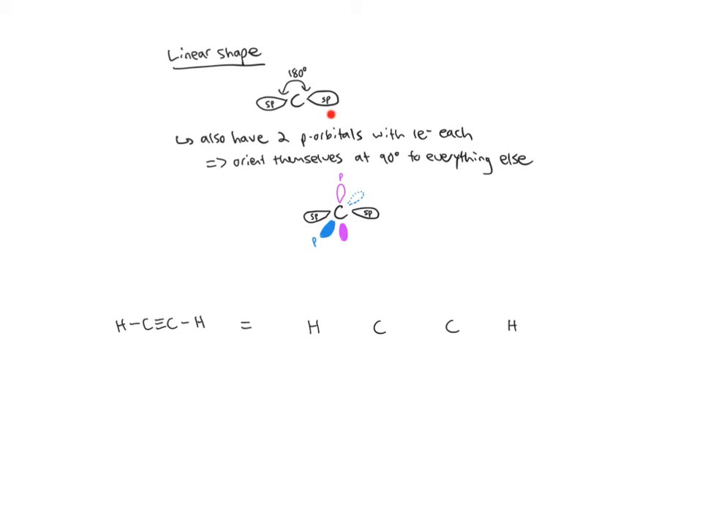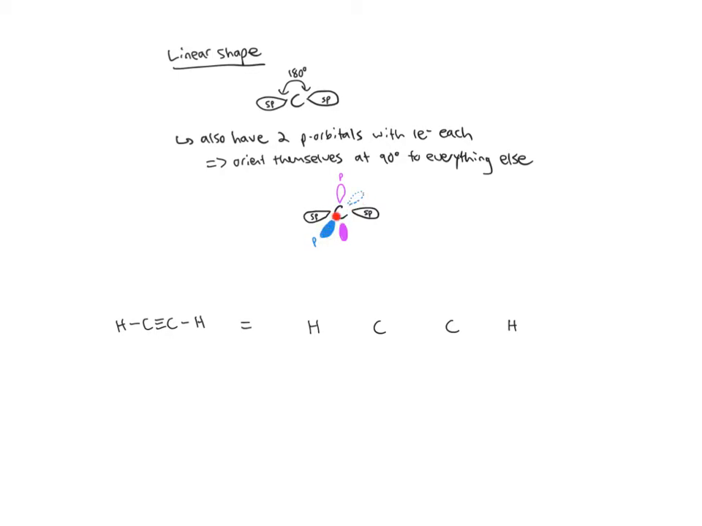For these, though, we don't just have those hybridized orbitals, we also have two p orbitals that are left over. They each have an electron as well, and so we have to take care of those. What they're going to do is orient themselves at 90 degrees to all the other orbitals. So this purple p orbital is going to orient itself 90 degrees to the sp orbitals, as well as 90 degrees in a different direction to the other p orbital. So it's going to be 90 degrees from everything in space.